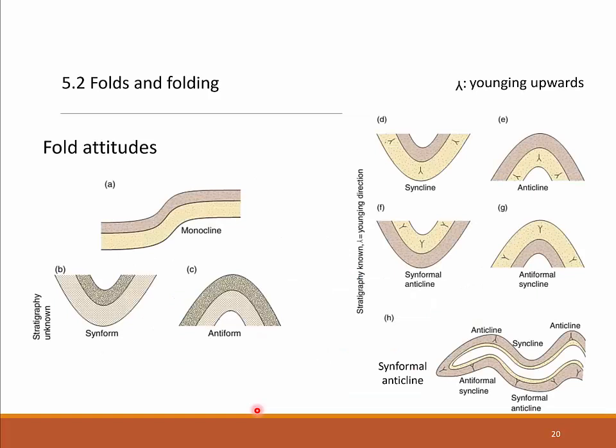Fold attitudes can be described in a number of different ways. Here we see a very simple kind of bend in some layers. This would be referred to as monoclines. We see here synformal and antiformal folds. This refers simply to the direction in which the fold is convex. Synformal folds are convex downwards, antiformal folds are convex upwards, and this is irrespective of the stratigraphic succession of the layers. This would, for instance, apply to folded metamorphic rocks where there is no age difference between the layers.